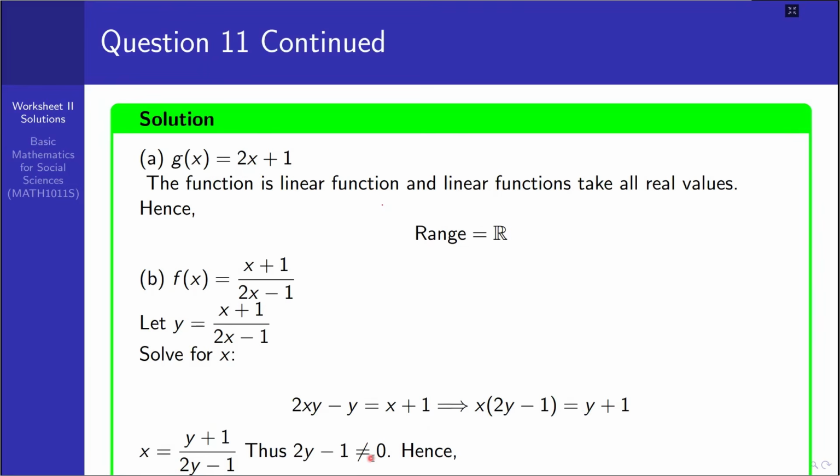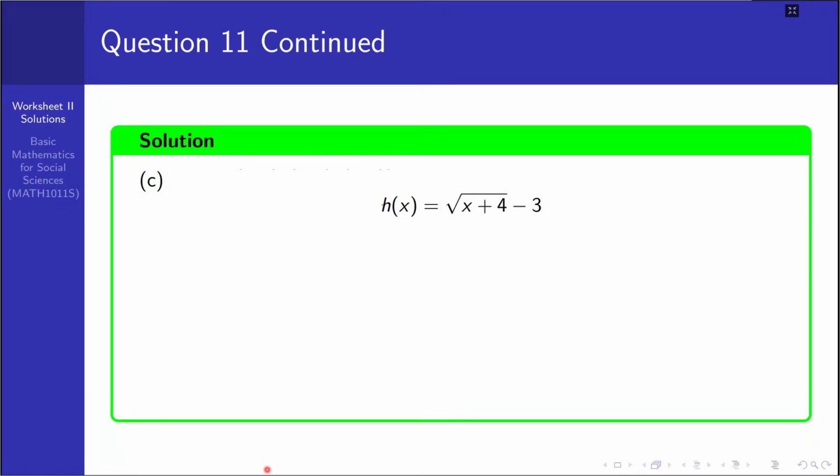ስለዚህ 2y minus 1 non-zero መሆን አለበት and it is non-zero whenever y is different from 1 over 2. Therefore, the range could be the set of real numbers without the value that can make 2y minus 1 equal to 0. Therefore, y different from 1 over 2 could be the range of the given function.